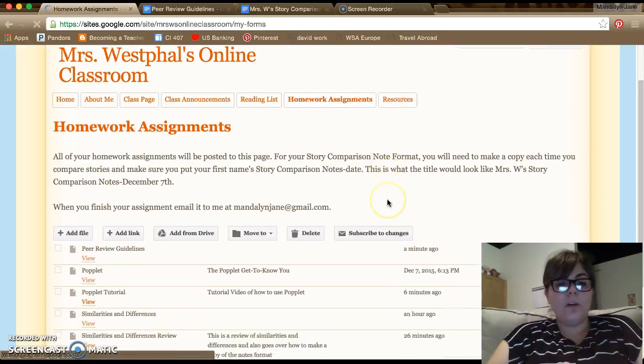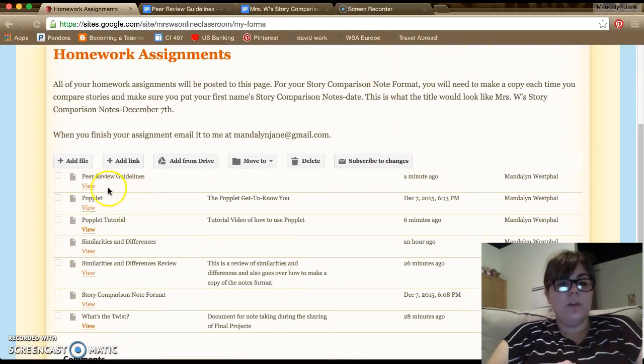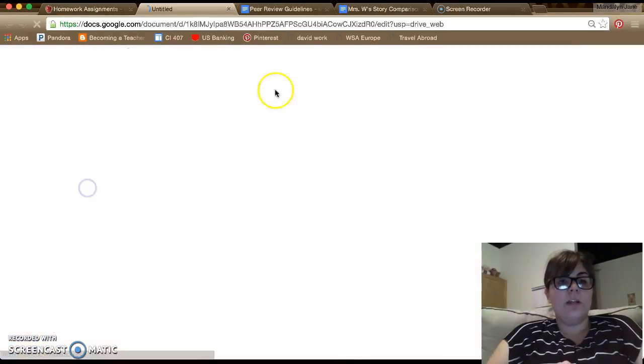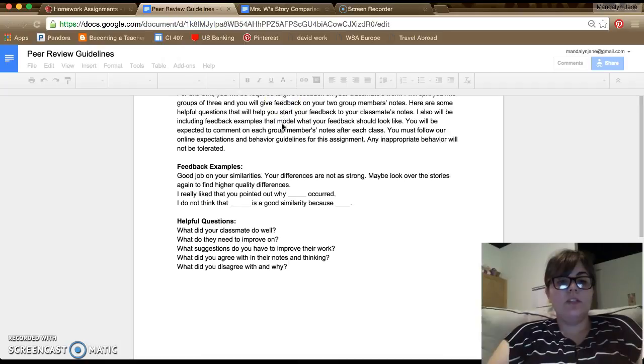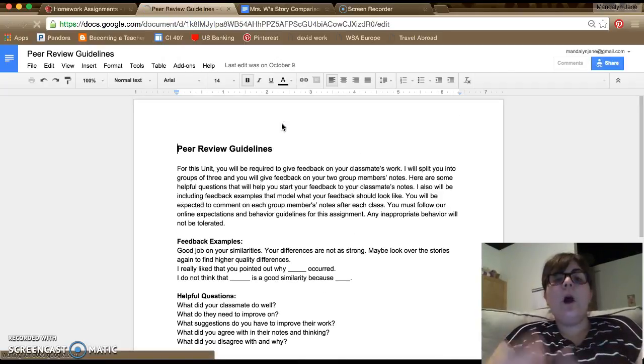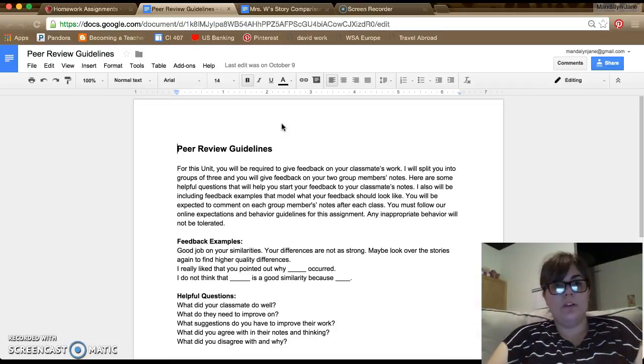And then on your homework assignments page, you will see that we have the peer review guidelines here, so we'll go ahead and click on that document. As you can see, this is just a sheet telling you what I expect when you give peer reviews or feedback to any of your classmates.